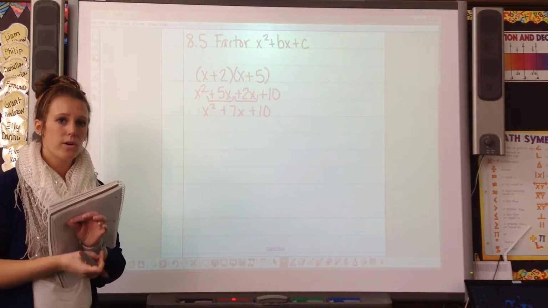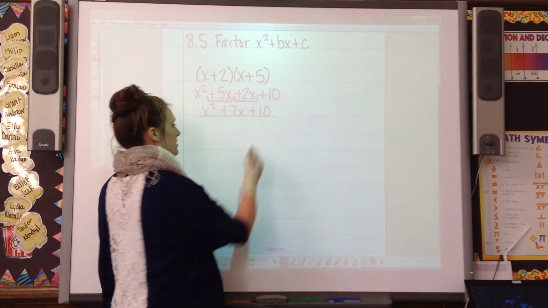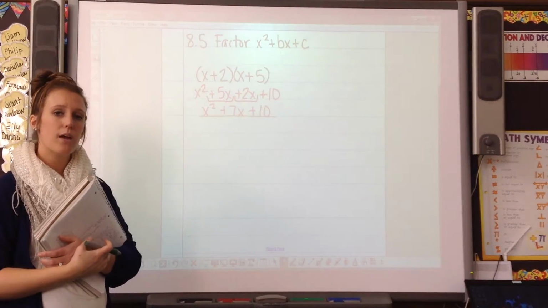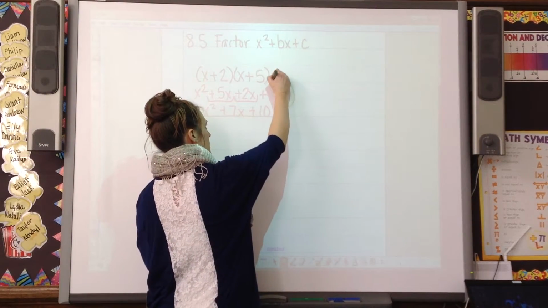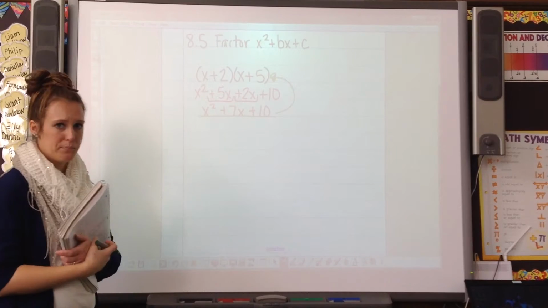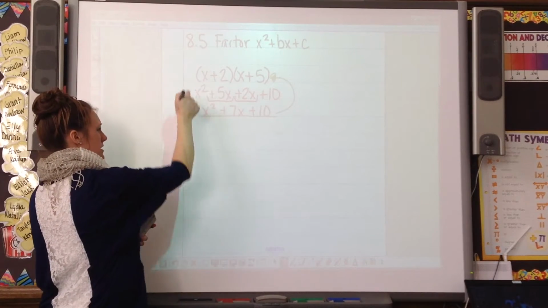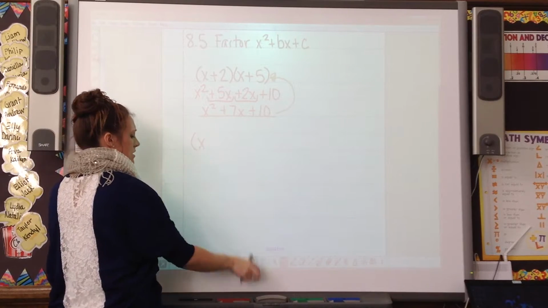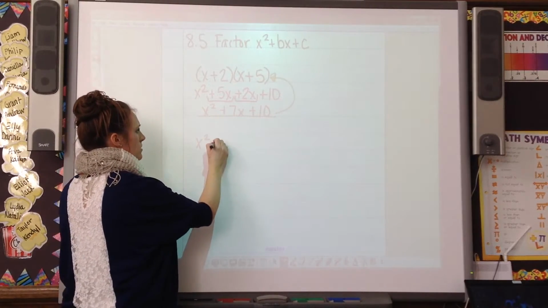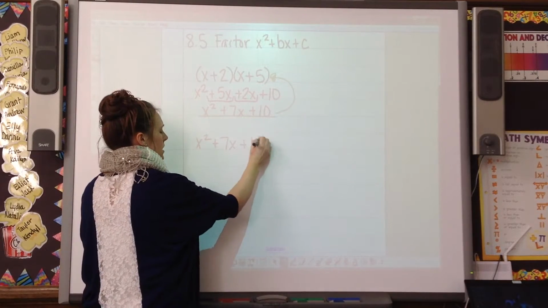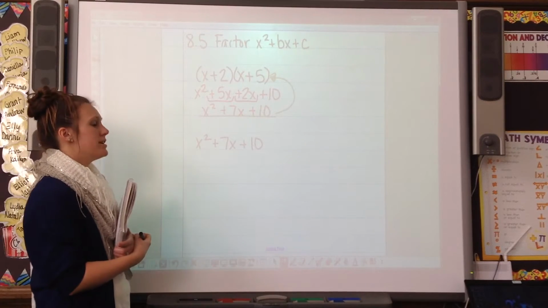Okay, so this is what we're going to be doing today. We are going to take this, our answer that we've gotten before, and we are going to factor it to look like this. That's our goal. So let's try this problem. I know we already know the answer, but let's see how we get there. Today, they're going to give us x squared plus 7x plus 10. Our goal is to factor it.